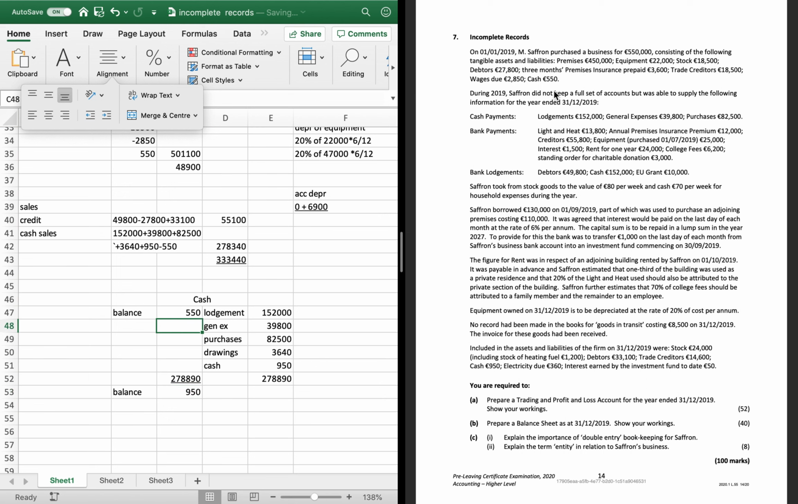There's a number missing off this side. And the only number that could be missing is your sales, your cash sales, okay? So your cash sales has to be the number to make both sides balance. So it's 278,890 minus the 550, which is 278,340. Okay, that's the reason we do it that way. So we add up all of the credits and then take away your cash balance at the start of the year, and that'll give you your cash sales.